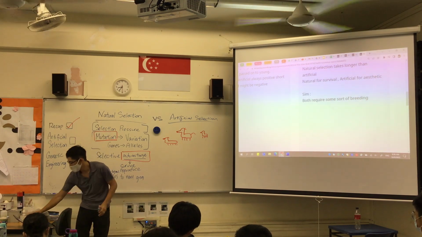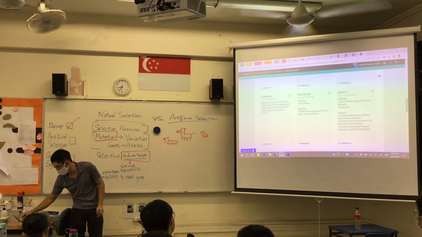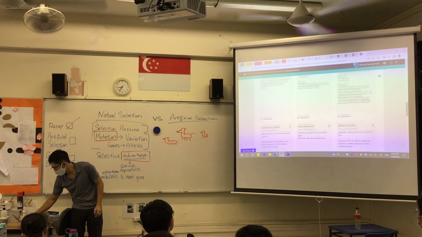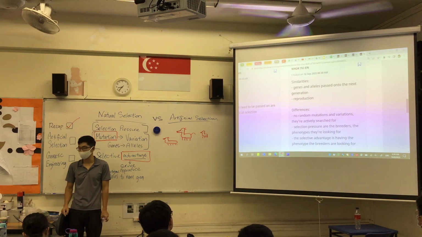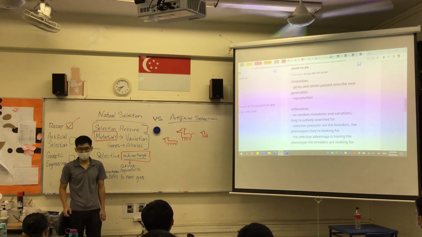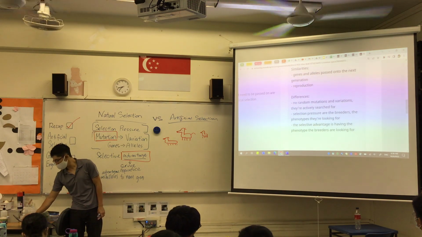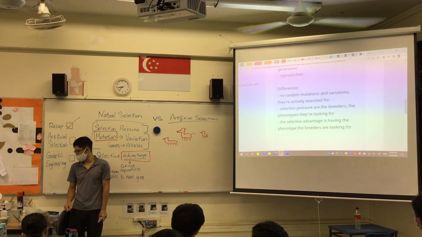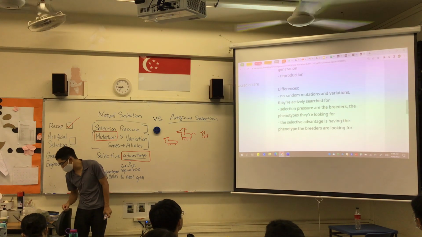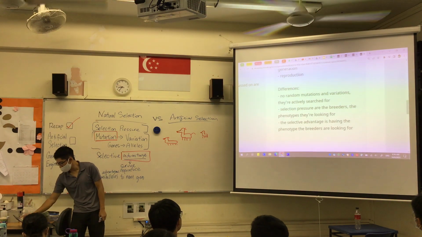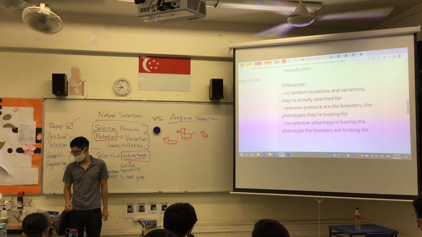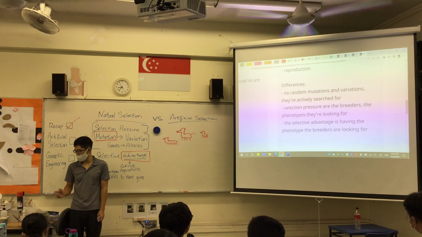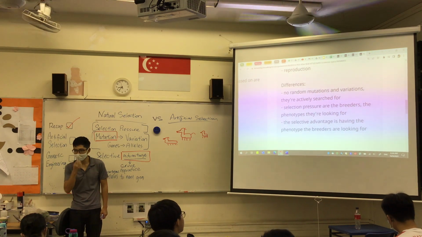Let's look at some other points. Let's look at Yuan's point. Yuan wrote quite a lot. She said similarities: genes and alleles are passed on to the next generation. Yeah? You need reproduction. Differences? No random mutation and variation. They are actively searched for. Oh, are you referring to artificial? Okay, so they are actively searched for. So what do you mean by they are actively searched for?